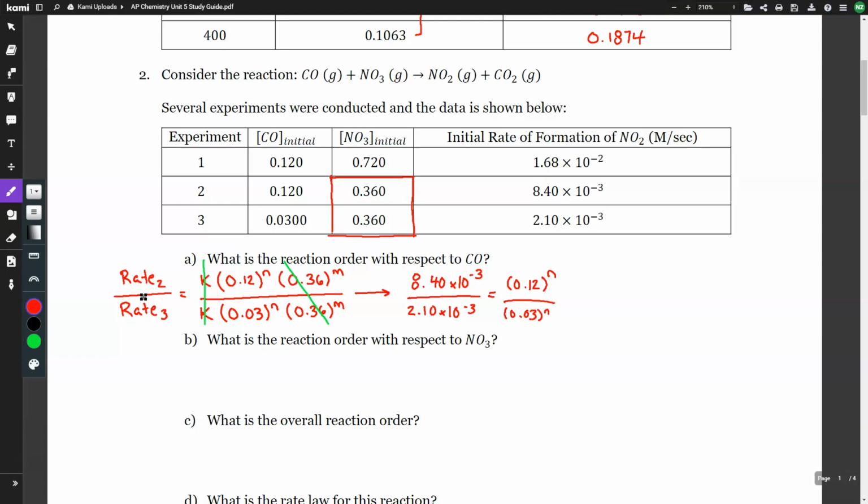When we plug this into our calculator, this will simplify down to, on the left side with our rates, 4. And then 0.12 divided by 0.03 ends up being 4 as well, and that's raised to the n. So to make this work, n would have to be 1, and that will tell us that it is first order.